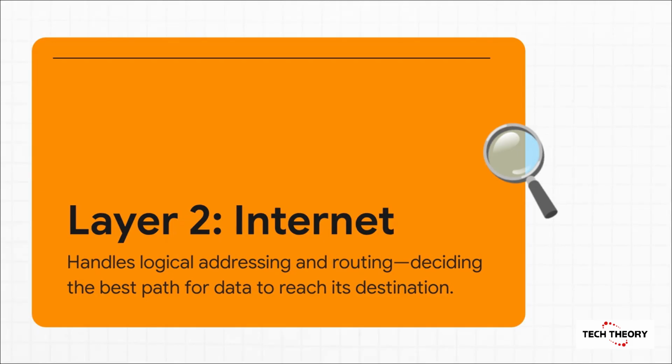All right, next up, our packets arrive at layer 2, the internet layer. You can think of this as the global navigator. Its one and only job is to be a GPS for your data, figuring out the absolute best path for each packet to take across the vast, complex web of the internet.